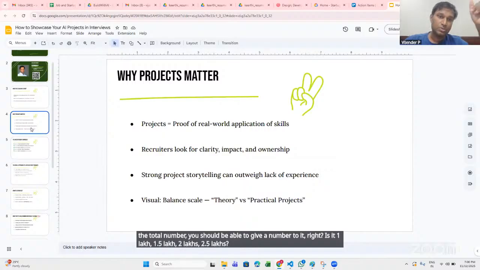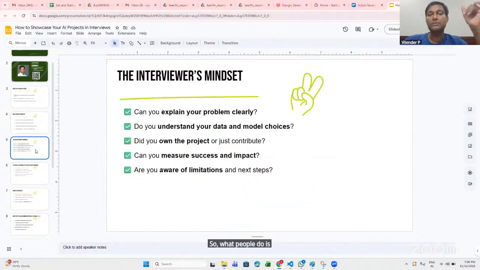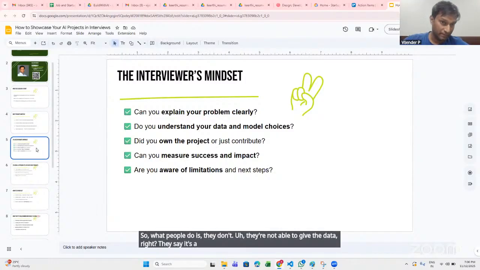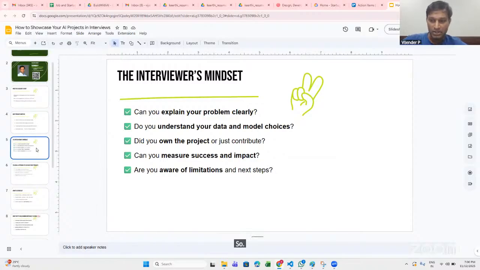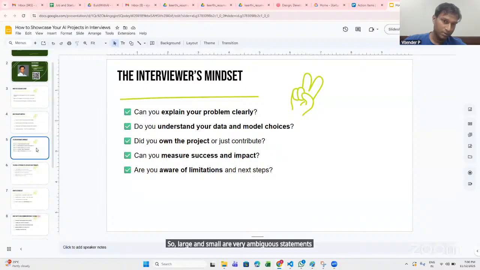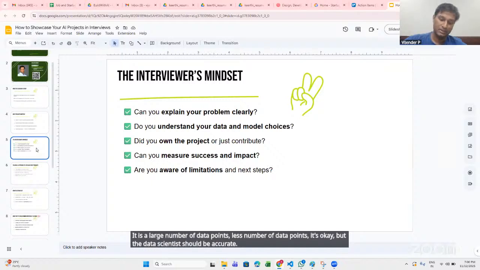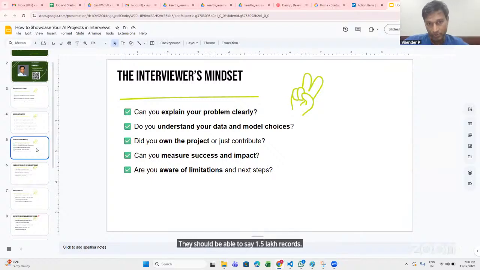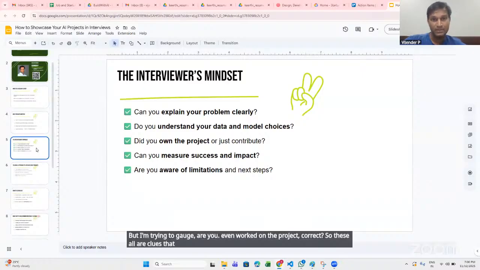What people do is they're not able to give that data. They say it's a large amount of data. Large and small are very ambiguous statements, especially from a data scientist's perspective. If a normal person says it is a large number of data points, it's okay. But a data scientist should be accurate. They should be able to say 1.5 lakh records, or 1.25. It's okay if it's off by 10,000 here and there. But I'm trying to gauge whether you even worked on the project. These are all clues that help me understand.